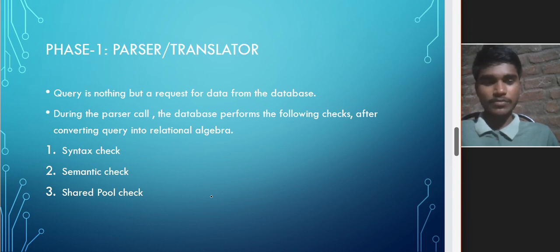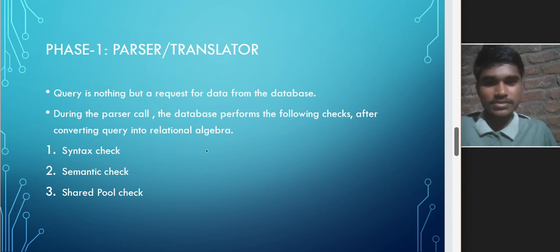So this parser checks the query in a way that it ensures that the query has no errors or mistakes. And this parser is also called translator. Why? Because it converts the query into relational algebra. We all know about relational algebra. Let's learn about relational algebra in detail in the next video. So here the query is converted into relational algebra.